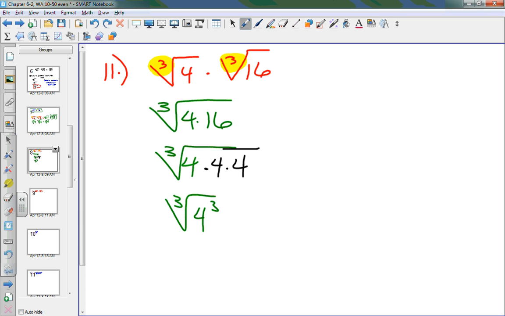What happens to your power and your root? They cancel out, and my answer is going to be 4. No thought really required except for breaking down 16, correct? No calculator needed.